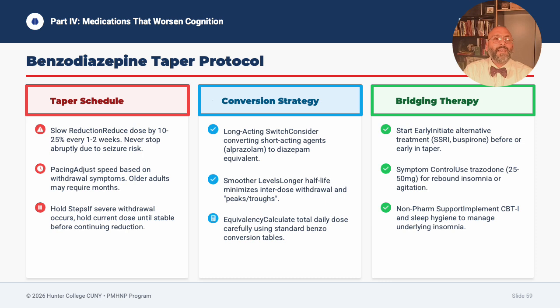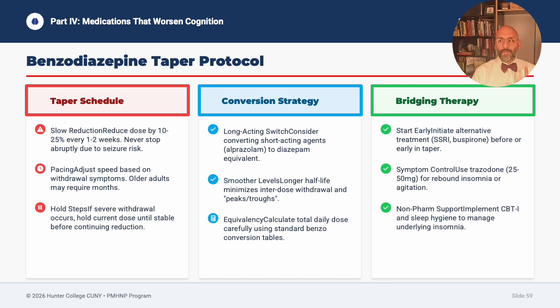So this slide is an outline of how to taper the benzo, because we can't just rip this off without risk and harm. So the first taper schedule here, you want to reduce the dose by about 10 to 25% every 1 to 2 weeks and never stop them abruptly, because the seizure risk is real. Go slower if needed, but head in the right direction, especially in older adults. This could take months. If withdrawal symptoms emerge, hold the dose until they're stable before continuing.